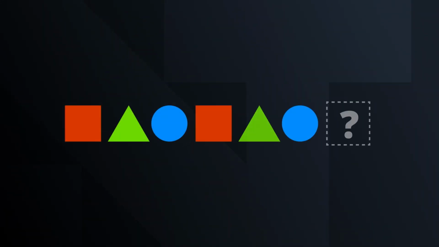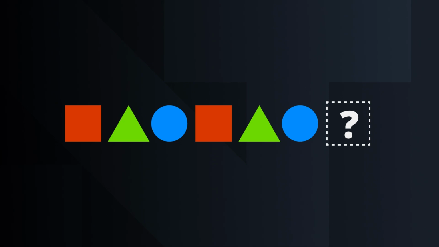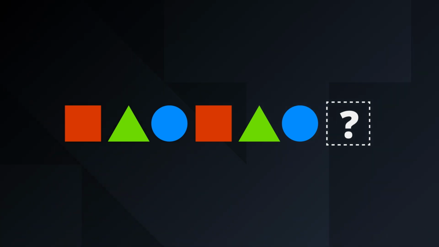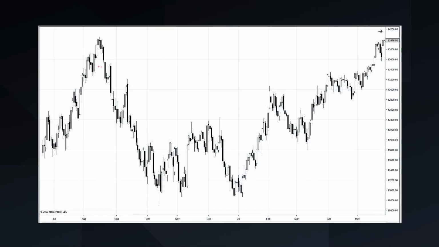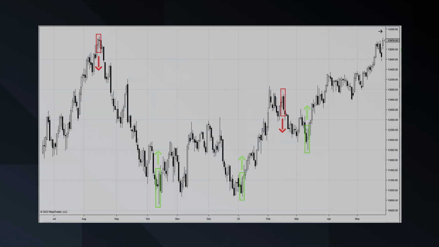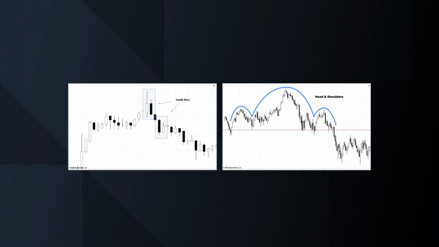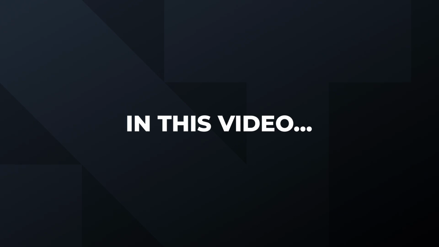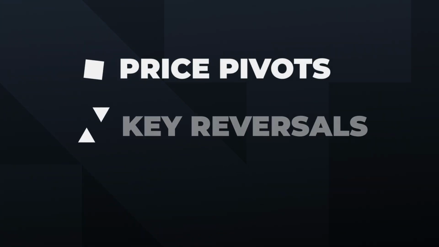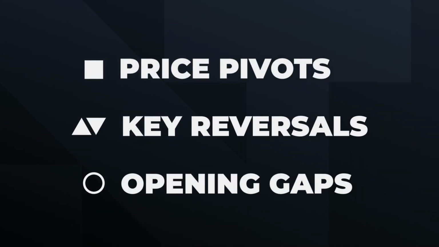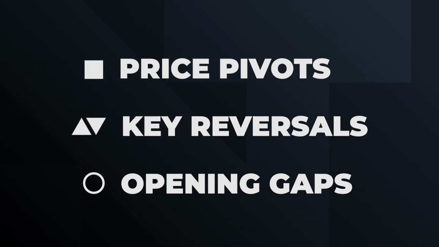Human brains are good at pattern recognition and memory, so chart patterns are easy to spot in a historical chart. Once you have identified a pattern, you can visually backtest that pattern by noticing how price reacts after that pattern is completed and confirmed. There are dozens of recognized chart patterns that traders can employ to help signal potential trend reversals or price breakouts. In this video, we will focus on 3 popular chart patterns: price pivots, key reversals, and opening gaps, to help get you started with technical chart patterns.